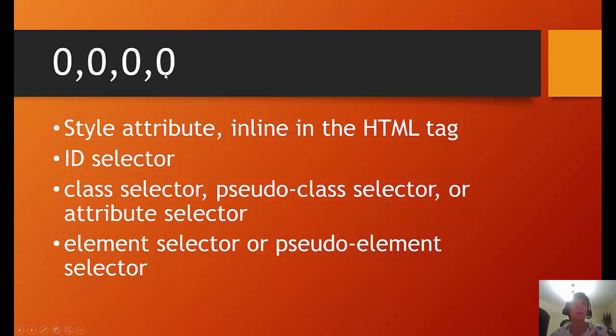The last number is the element selector. So if there's an element in the selector, it gets counted here, or a pseudo element, like :first-line. So each part of the selector gets counted in one of these 4 categories, and they have priority. The one on the left has the highest priority, and it wins over any number of the others. So if I have a 1 in the first one and a 12 in the second one, the 1 wins.